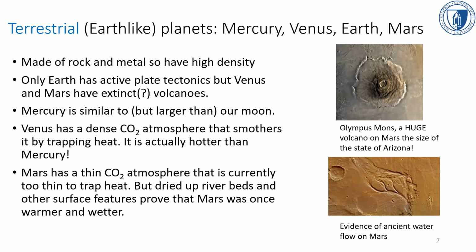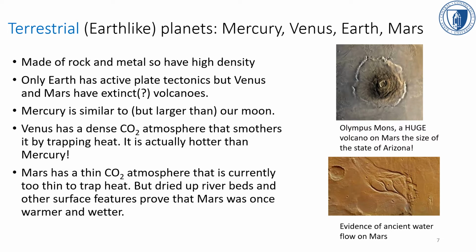And Venus is actually the hottest planet. It has a very dense carbon dioxide atmosphere that smothers it by trapping heat. So for people who have a problem with global warming, let's just look at Venus for a really extreme example in that. Mars also has a mostly carbon dioxide atmosphere, but it's a very thin atmosphere that doesn't really act as a blanket and doesn't really trap any heat.